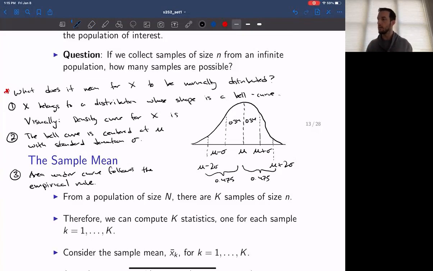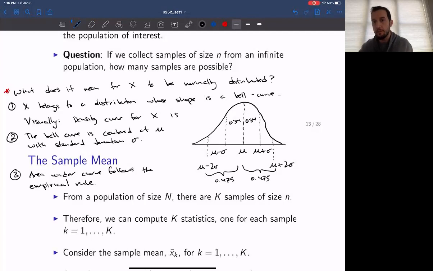So for something to be normally distributed, what it means is that the distribution has a shape that is a bell curve. That bell curve is centered at the mean, and then you have equal distribution of area on each side of the mean to certain standard deviations from the mean.